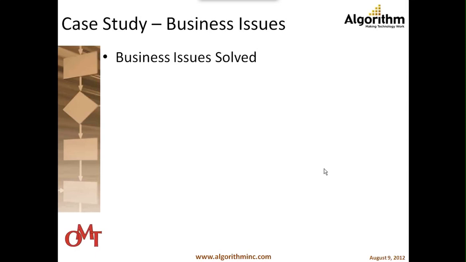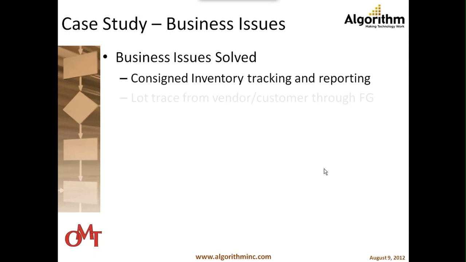Let me just, I had one more screen I forgot, so I just want to summarize with business issues that we'd solved, again, using some of the framework and the tools that we talked about. Their ability to track inventory consignment and then report back to the customer, which was an owner's task. Lot trace from the vendor and the customer receipts all the way through finished goods inventory and ultimately to the shipment to the customer and ultimately to the vehicle identification number on the cars.